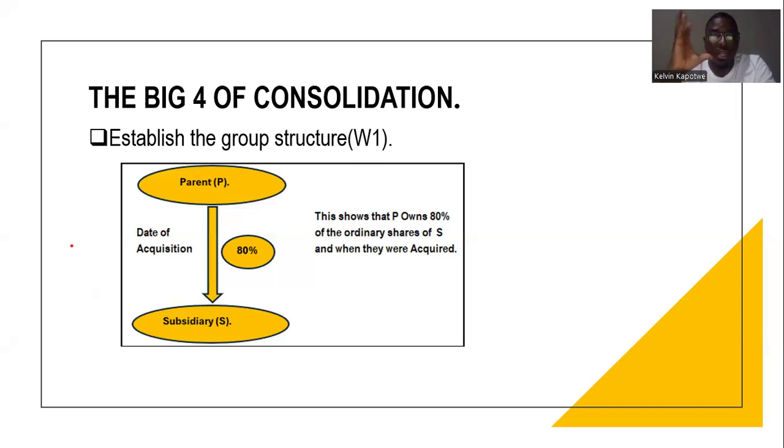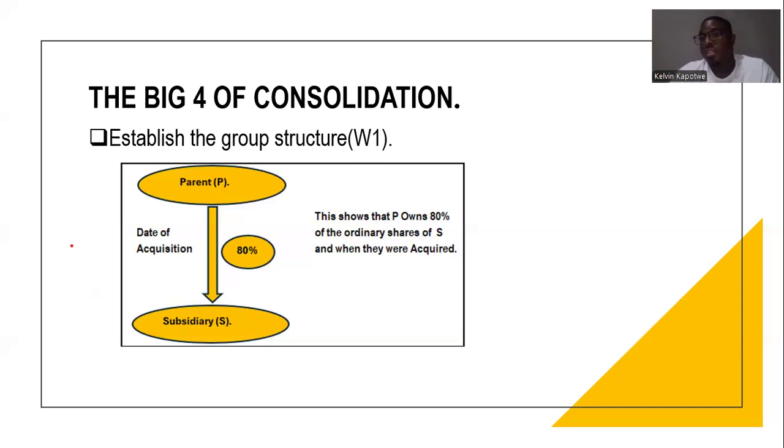What I'm showing on the screen here is a group structure. You've got the parent, who acquired a subsidiary at a particular date. In this group structure, it basically shows that P owns 80% of subsidiary S, and the other 20% is owned by other investors. That is the first working that you must do.